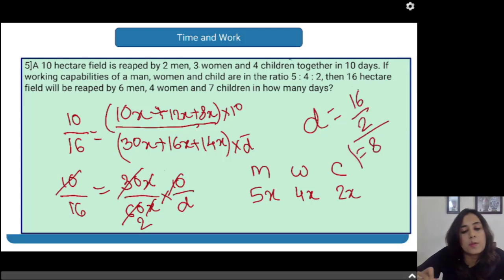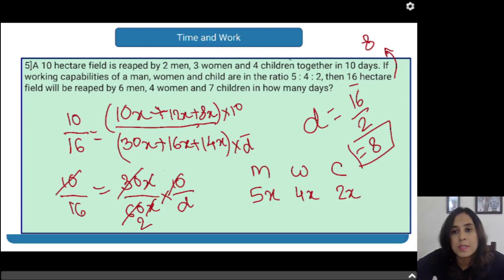So in total they are going to take 8 days to reap a field which is 16 hectare, when 6 men, 4 women and 7 children are working together. So guys, I hope you all have understood how to go ahead with these kinds of problems.